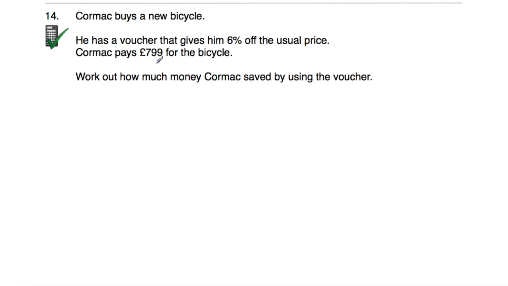Okay, another approach that we could use for this question is to use a multiplier. The voucher reduced the price by 6%. So if you want to reduce something by 6%, the multiplier would be 0.94, because you had 100% to begin with, you reduce it by 6%, so that's 94%, and as a decimal number, that's 0.94. So if we divide the £799 by 0.94, that'll tell us the usual cost of the bicycle. £799 divided by 0.94 is equal to £850. So the bicycle normally costs £850.